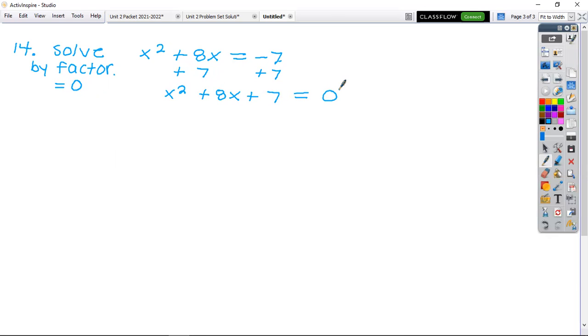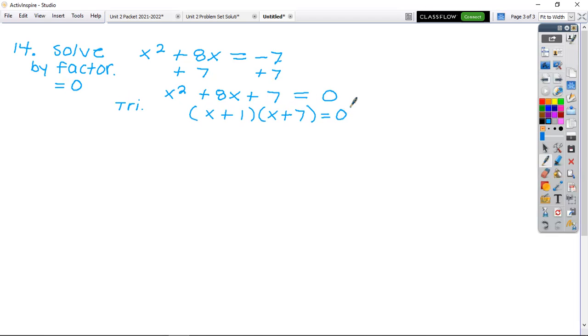Now you select a method of factoring. What's this one? Binomial, good. So multiplies to 7, adds to 8. I'm going to go x plus 1, and x plus 7. Excellent. Now on days 1 and 2, we stopped there.